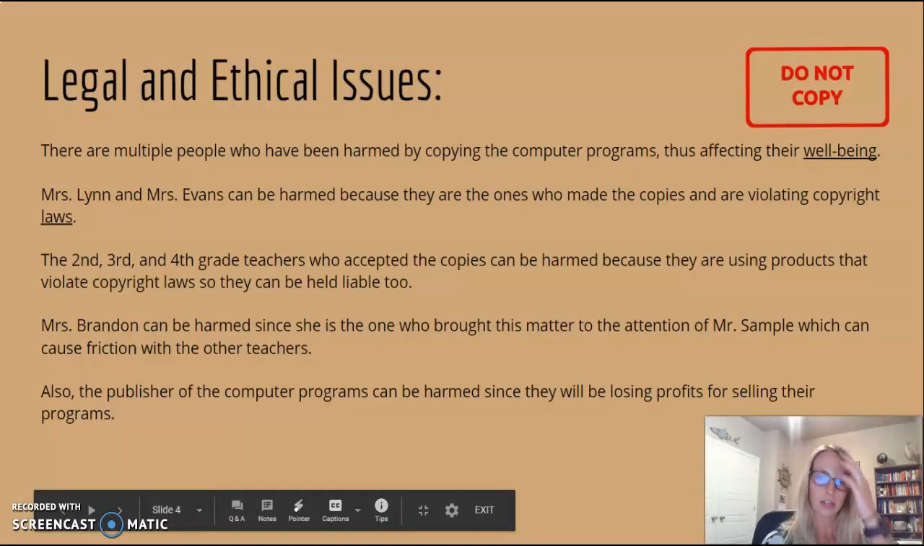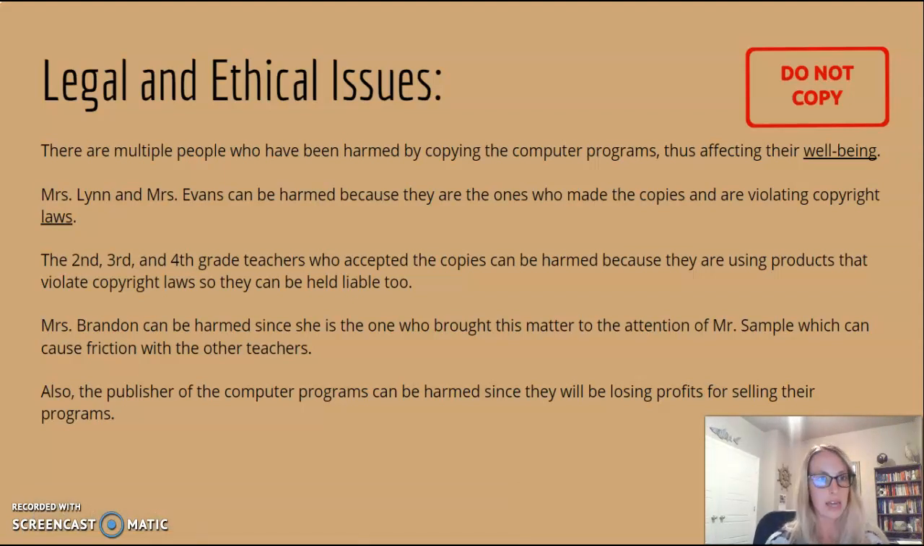So what are the legal and ethical issues within this case? There are multiple people who have been harmed by copying the computer programs, thus potentially affecting their well-being. Miss Lynn and Miss Evans are the 2 people who copied the CDs, and Miss Lynn is also the person who purchased the blank CDs to be copied on. Both of them can be harmed because they're the ones who actually made the copies, so they are the ones who started this whole thing with violating the copyright laws.